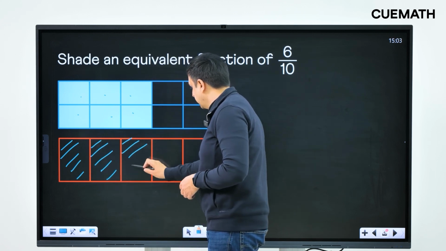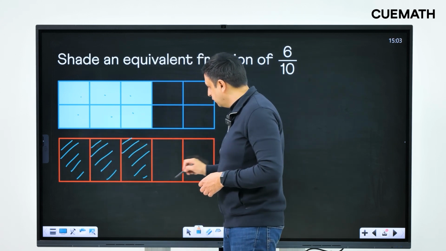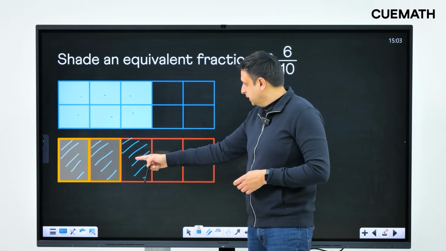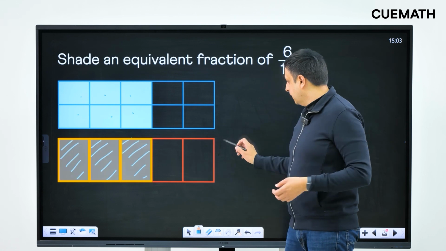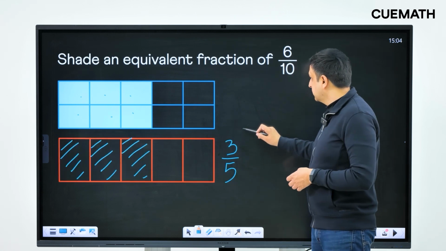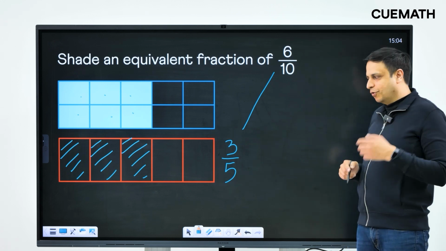and this part, and now we can see that the same portion of the whole is shaded here as what is shaded here. So what is this fraction here? We have 5 equal parts, 3 of them are shaded, so this is the fraction 3 over 5. So 3 over 5 is therefore equivalent to 6 over 10.